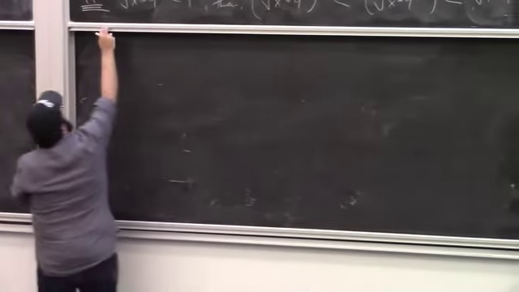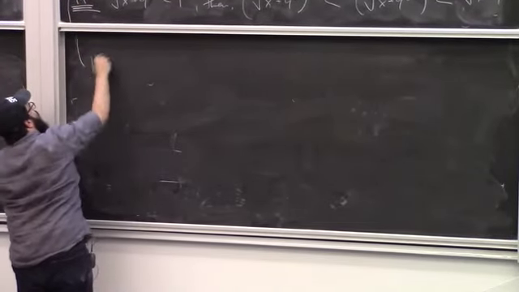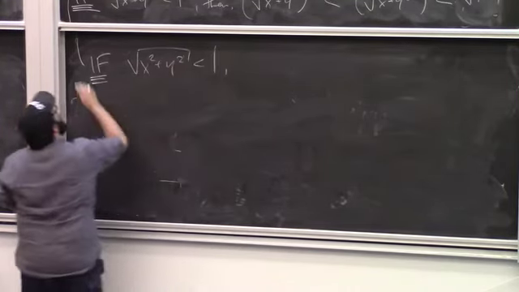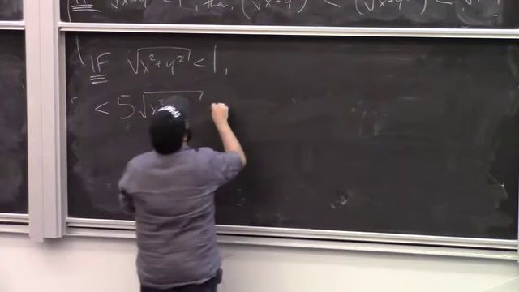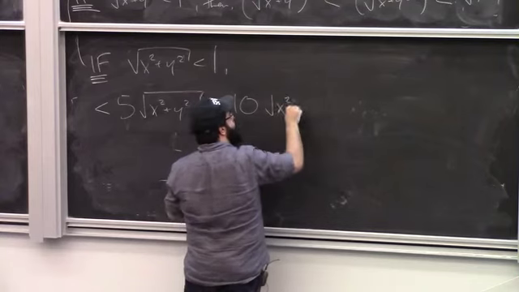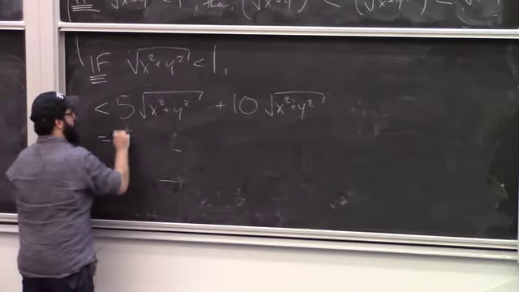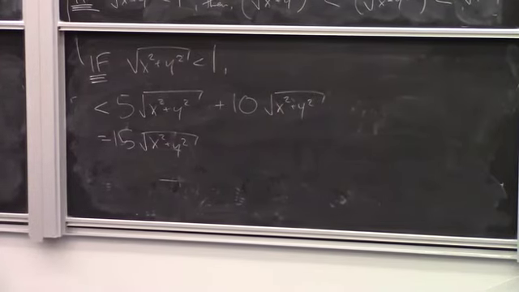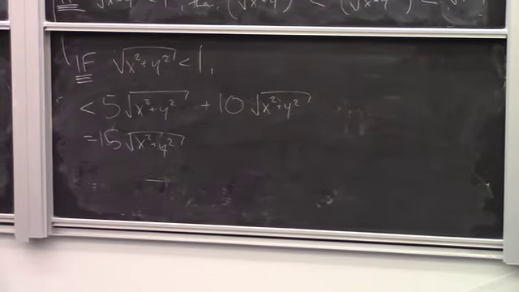So continuing this chain of inequalities from here, if this quantity that I'm working with is less than 1, we get that that guy is less than 5 times it plus 10 times it, which is 15 times it. So having gotten here, all I need to do is make this guy less than 10 to the minus 4 over 15, and it'll work.